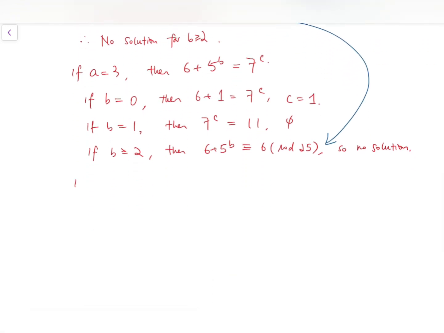And for the final case, when a equals 4, then 24 plus 5 to the power b equals 7 to the power of c. Now for this, we cannot use the mod 25 trick anymore because even when b is 2, the left hand side is minus 1 mod 25, so there is indeed a solution. In fact, one of the solution pairs for this case is that b and c are both equal to 2. So I have to take mod on some other numbers.